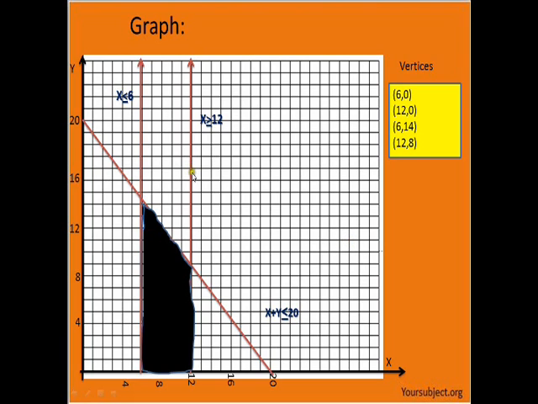We graph each of the lines right here. So we have X is greater than or equal to 6 going down right here, and we have X is less than or equal to 12, which is right here. And then we have the other one, which is X plus Y is less than or equal to 20, and this is the line right here. And since we have the natural constraints, it has to be in the first quadrant. And now we have the vertices, which are each of the corners of the feasible region.